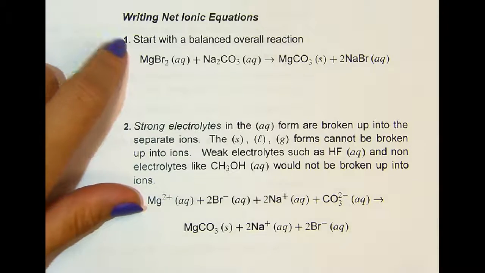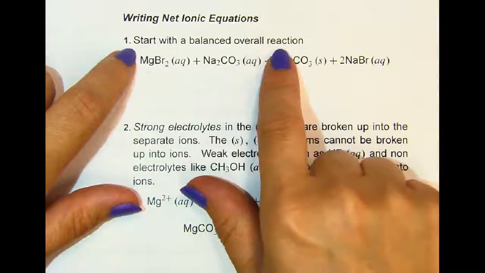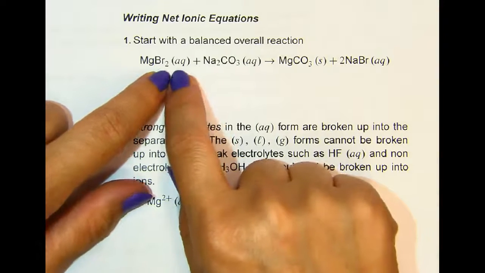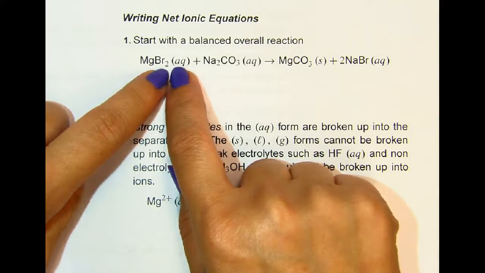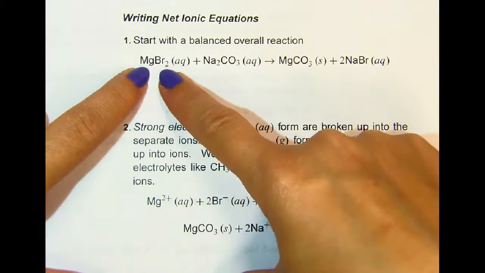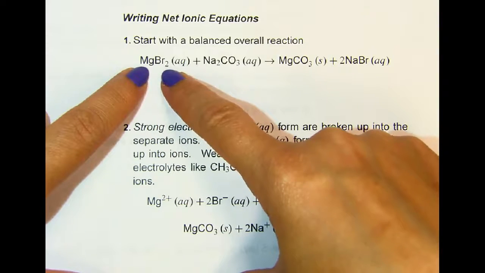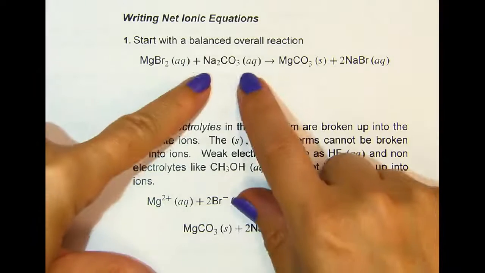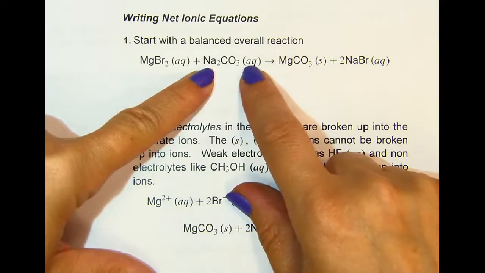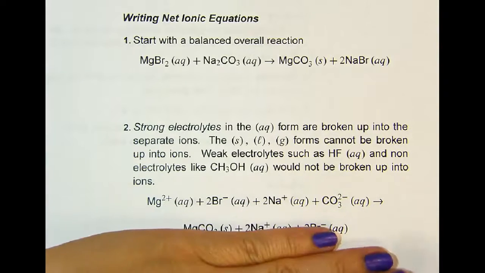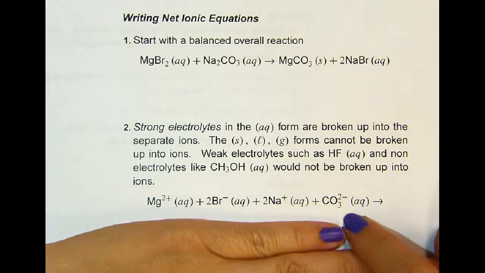Writing net ionic equations, you're going to start with a balanced overall reaction, such as this one. Everything that you label soluble or aqueous is able to dissolve and should be broken apart into its individual ions, such as magnesium and 2 bromide ions would be written as such. And then 2 sodiums and 1 carbonate ion, they're aqueous, so they would be written like this. So that's all of your reactants broken up from one another.